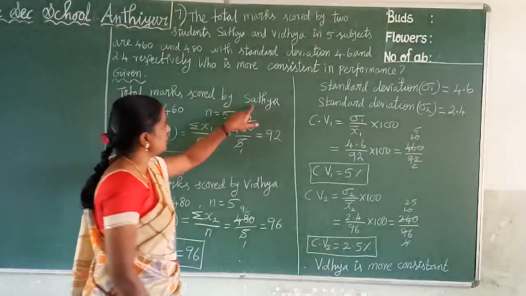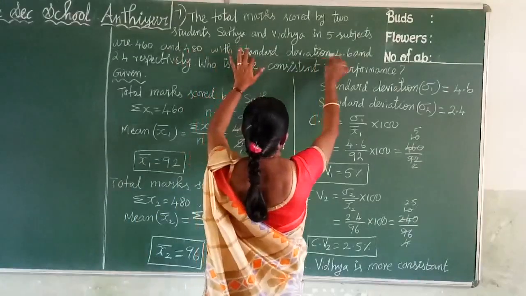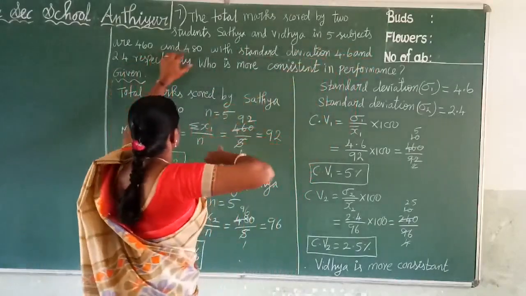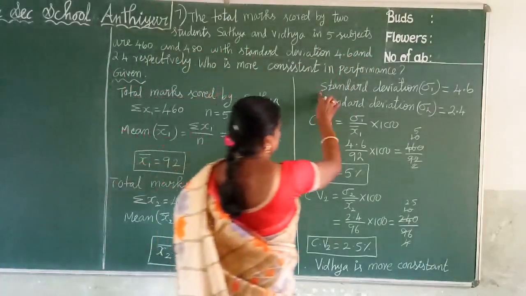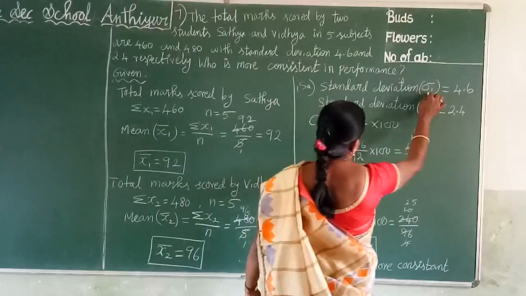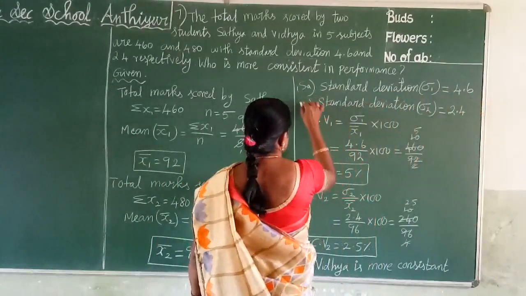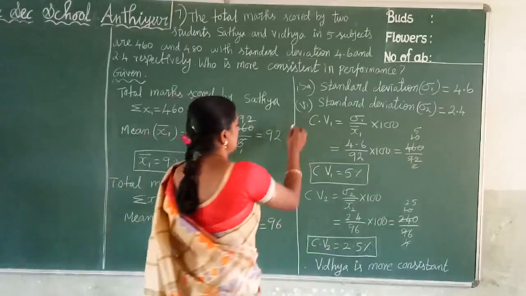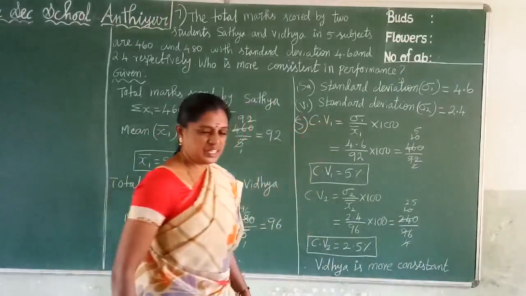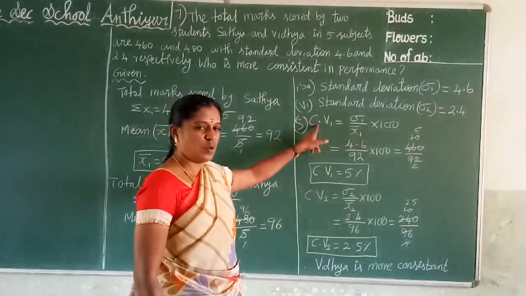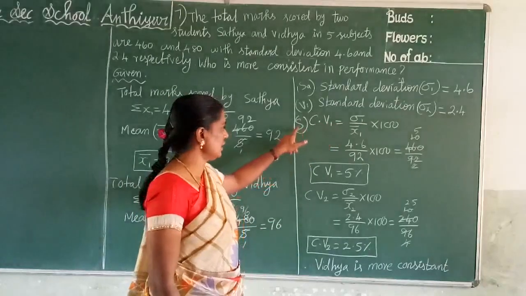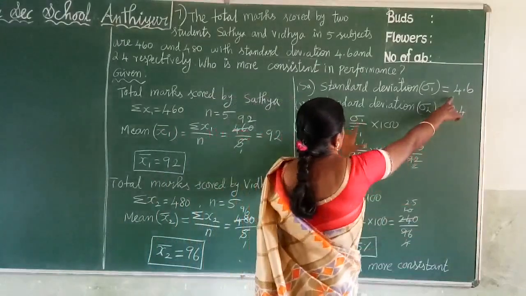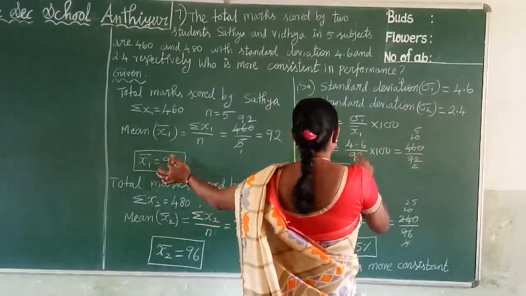And the standard deviations: the standard deviation values are 4.6 and 2.4 respectively. So the first value is Satya's, the second value is Vidya's. So the first person Satya's standard deviation sigma 1 is equal to 4.6. Vidya's standard deviation sigma 2 is equal to 2.4. So now we find Satya's coefficient of variation. We consider V1, coefficient of variation 1. That is Satya's value: sigma 1 by x bar 1 into 100. Sigma 1 is 4.6 by x bar 1, which is 92.